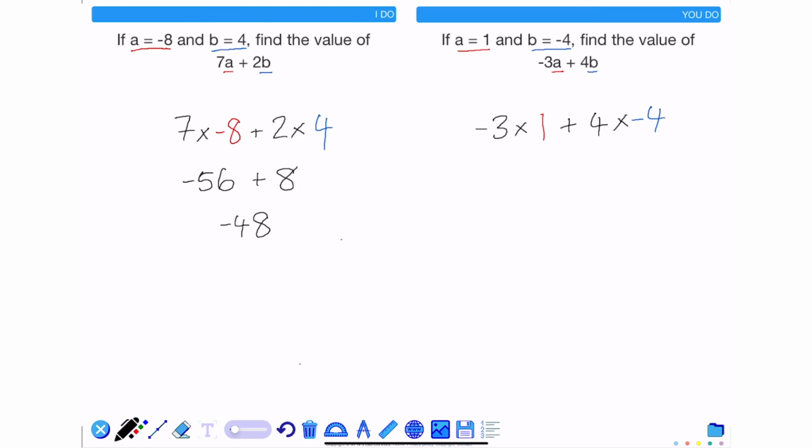And using the order of operations, -3 times 1 is -3. 4 times -4 is -16, and I'm adding these together. So -3 add -16 is -19.